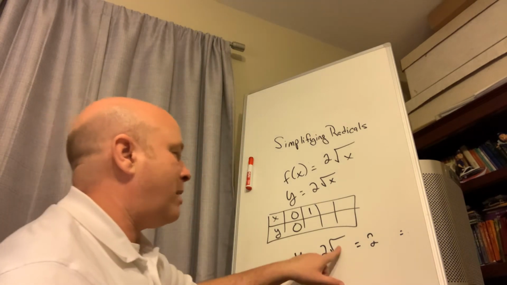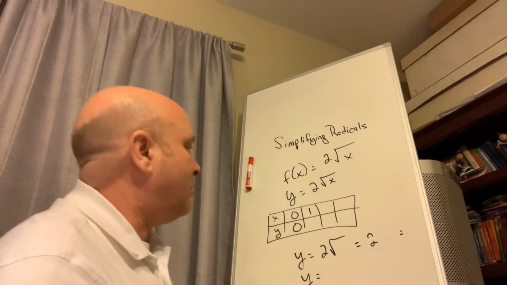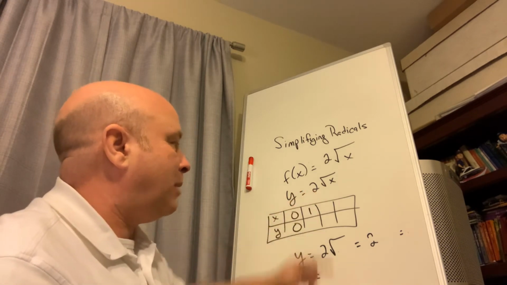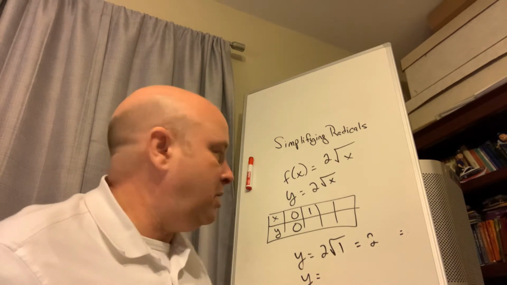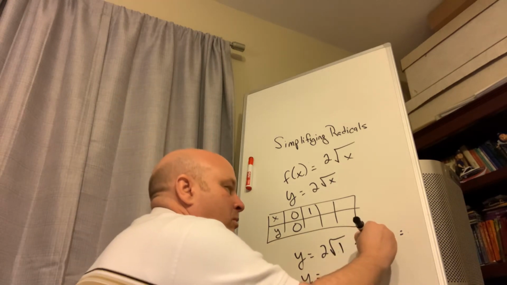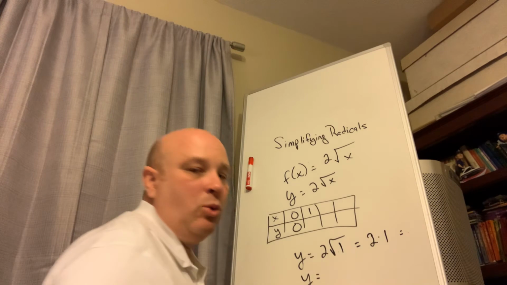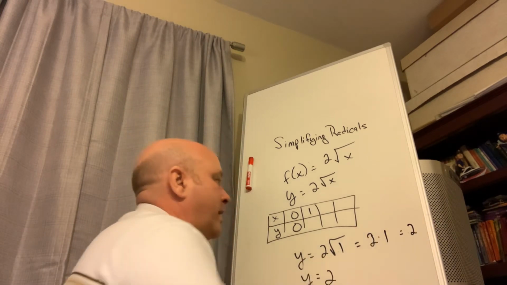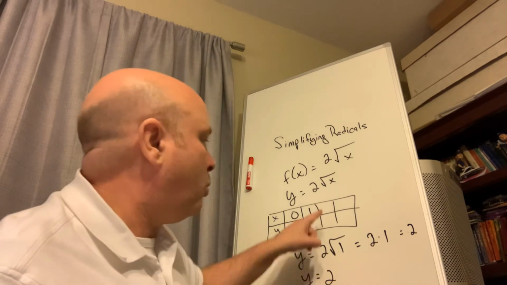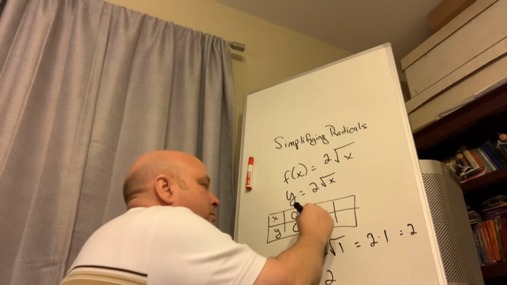So now I'm going to go back up here to my same math problem, and I'm going to say y equals 2 times the square root of 1. What's the square root of 1? 1. So in other words, y equals 2 times 1. Therefore, y equals 2. When x equals 1, y equals 2.